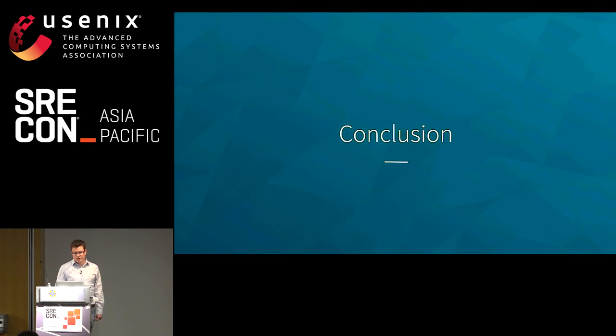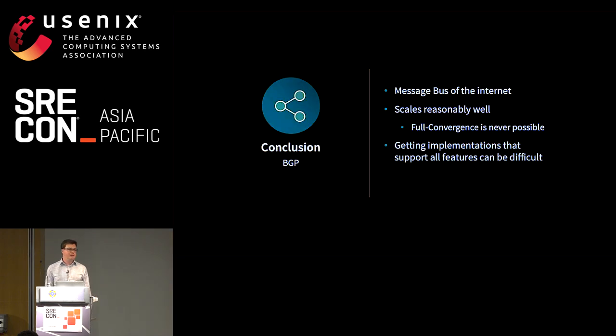All right. So in conclusion, BGP is basically a message bus of the internet. It's this layer 7 protocol that just continually exchanges information. It scales pretty well, considering every single network that you traverse to visit any website is basically based off this protocol. So it has scaled very well. The one thing to note is full convergence is not possible. There are hundreds, if not thousands, of routing updates every minute.